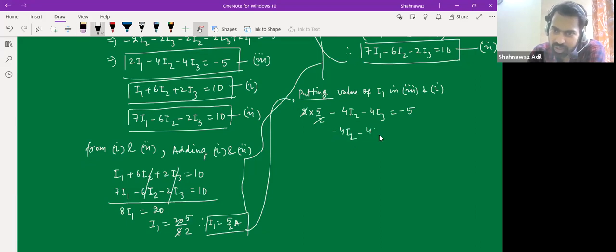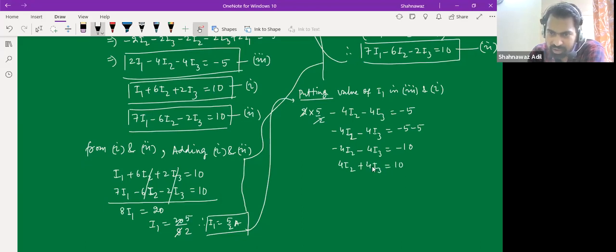So this is plus 5, so minus 4I2 and minus 4I3. This is minus 5, minus 5. So minus 4I2 minus 4I3. I take minus common, so this is 4I2 plus 4I3, and this is 10. I can also take 2 common. So this would be 2I2 plus 2I3, and this is 10. So I2 plus 2I3 is 5. Okay, so this is my fourth equation.